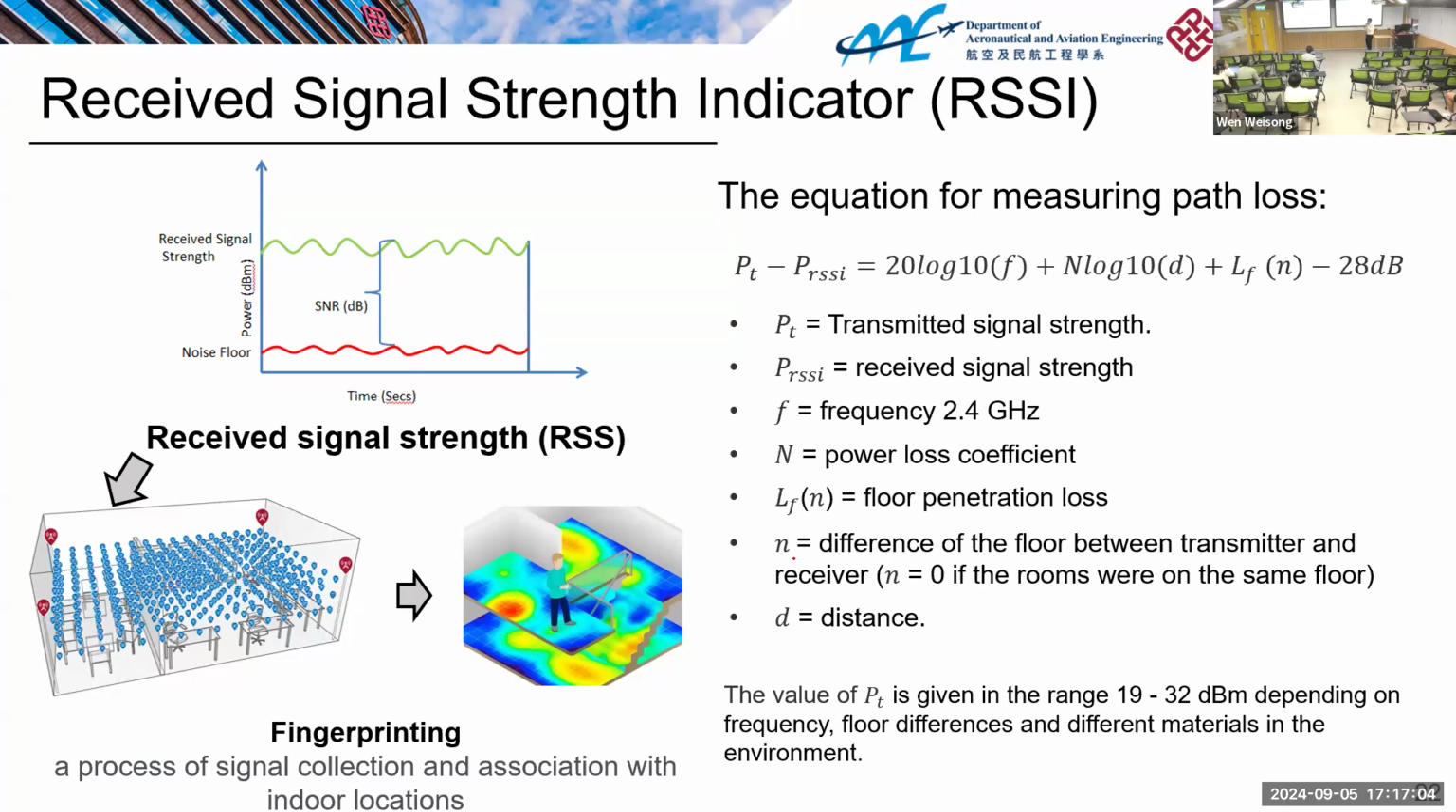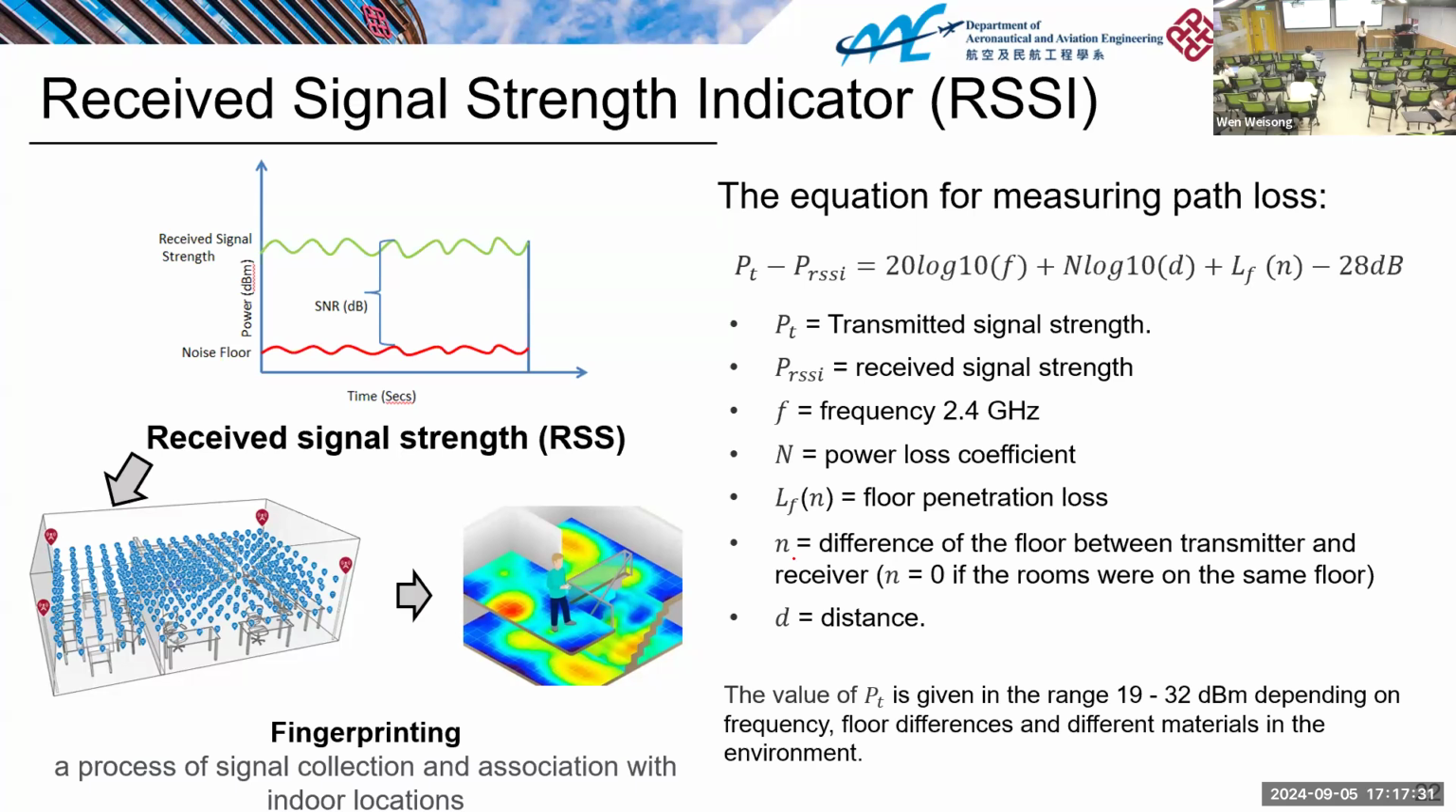Another solution is called fingerprinting. This is a process of signal collection and association with the indoor location. This page looks complex, but it's actually quite easy to understand. For example, we install several Wi-Fi access points. The first one is installed here, and the position of the Wi-Fi access point is fixed.